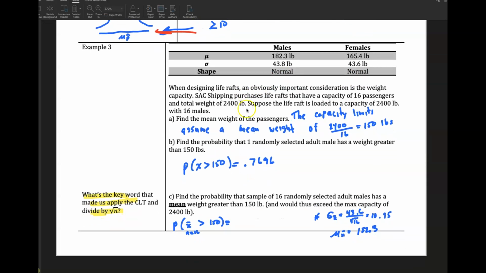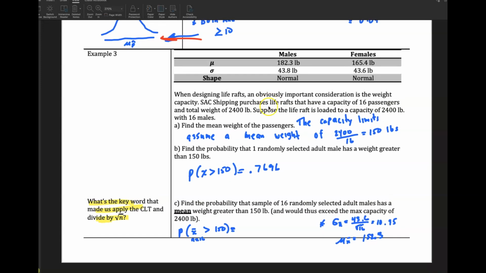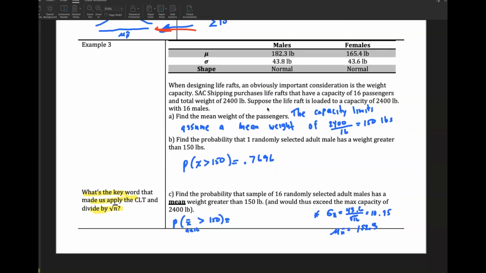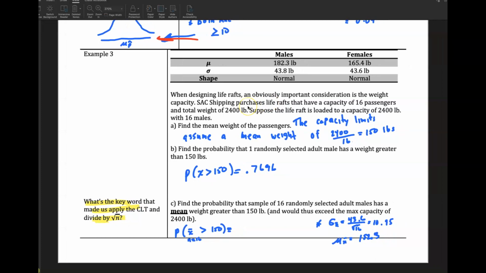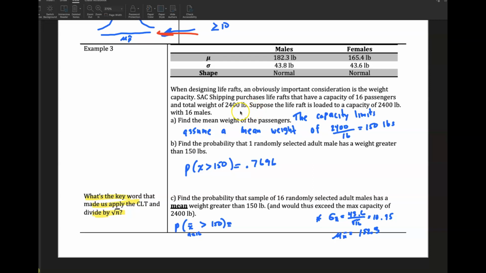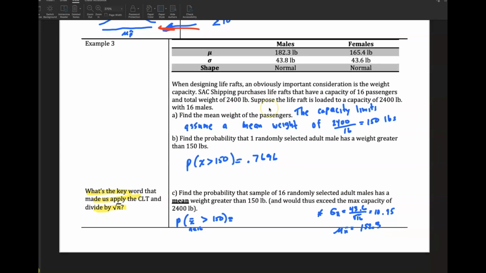And so let's imagine the situation where someone's designing a raft, and something to consider is the weight of the capacity, right? How much can the raft hold? Imagine that life rafts are purchased that have a capacity of 16 passengers and a total weight of 2,400 pounds, right? And suppose a life raft is loaded to capacity with 16 males. We'll have that assumption.